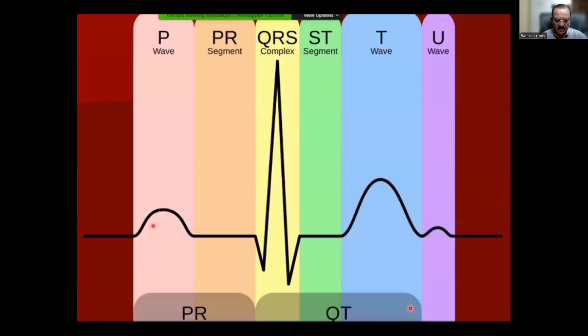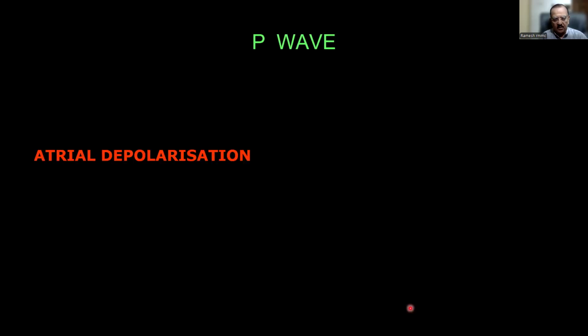Okay. We will first take the P wave. You all know what the P wave represents? Atrial depolarization. The SA node has fired an impulse. That impulse has traveled through the atrium, and when it travels, it has depolarized the atrium. That is represented in the ECG as the P wave. Correct. So all your atrial abnormalities will be reflected in the P wave only, not in the QRS. You will diagnose only from the P wave.